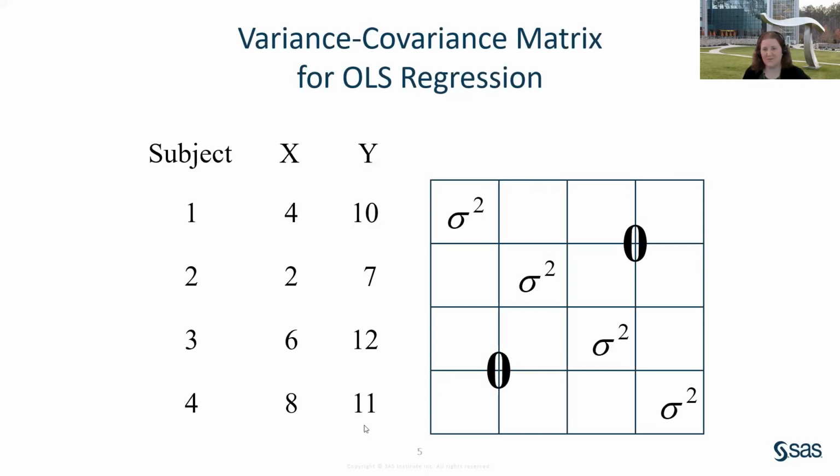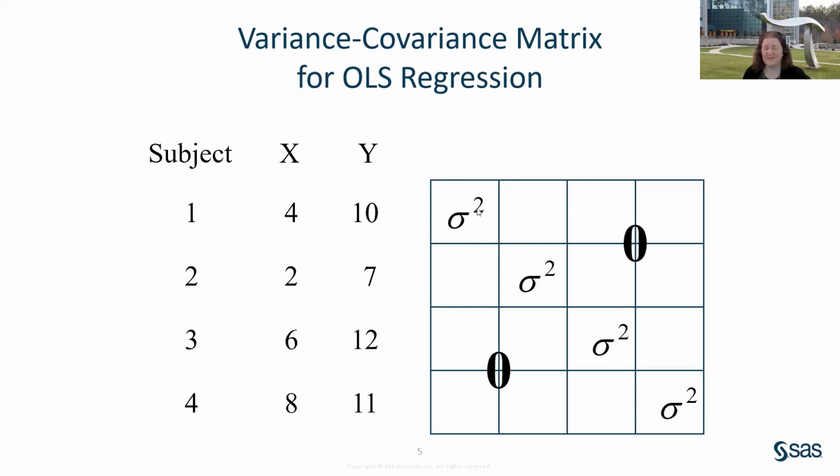So it's 10, 7, 12, 11. And then I've measured some predictor X, 4, 2, 6, or 8. All right. And over here on the right, we have their variance covariance matrix. Now, in this case, every data point comes from a different subject, right? And we've taken data only on one time point per subject. So here, these diagonal entries, these represent the variance of that observation. And we make a very important assumption about those variances when we perform an analysis on these data. In particular, we assume they have homogeneous variance.